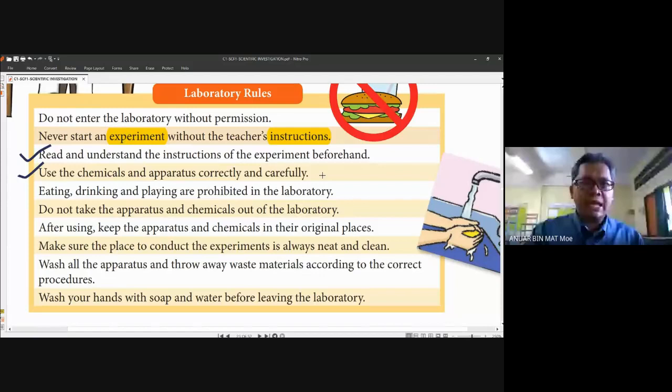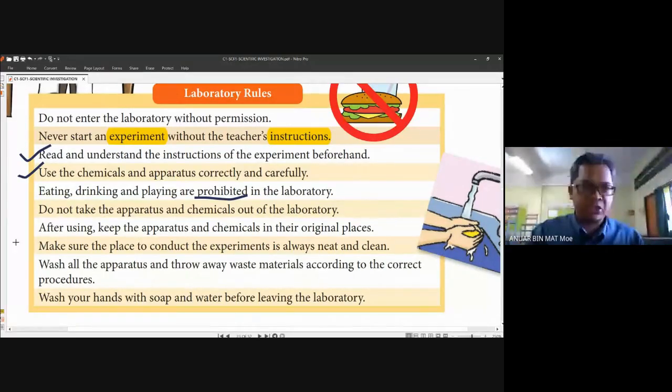Later on when you go to the lab, we will try to do the experiment and learn how to use the apparatus correctly. Next one, eating, drinking, and playing are prohibited. Prohibited means you cannot do this in the laboratory. You cannot run around, you cannot eat, you cannot play in the lab. Next, do not take apparatus and chemical out of the laboratory. Everything in the laboratory, keep in the laboratory. You cannot bring it out unless you got permission from the teacher.